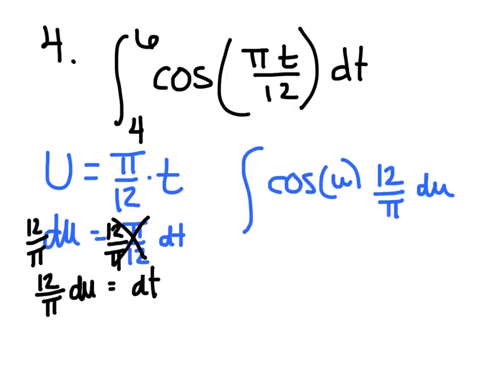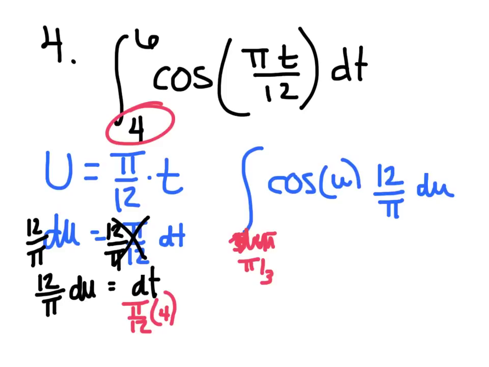All right, bounds. Let's see. If I plug a 4 in for my lower bound, I get pi over 12 times 4, which is going to turn into 4 pi over 12, it's going to turn into pi over 3. And I'm going to take the upper bound and plug it in. So I'm going to say u equals pi over 12 times 6, which will turn into pi over 2.